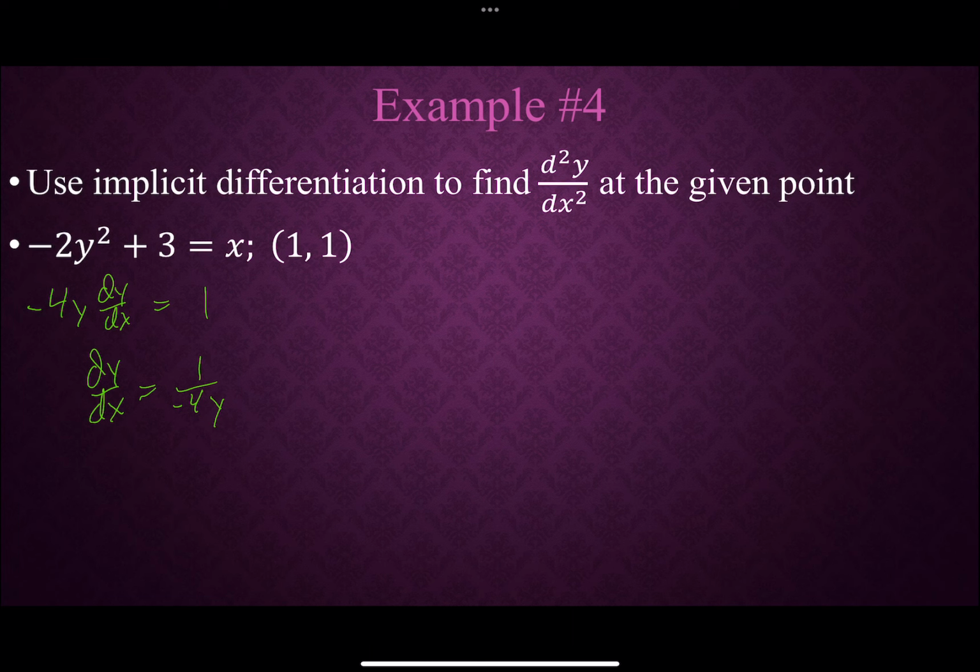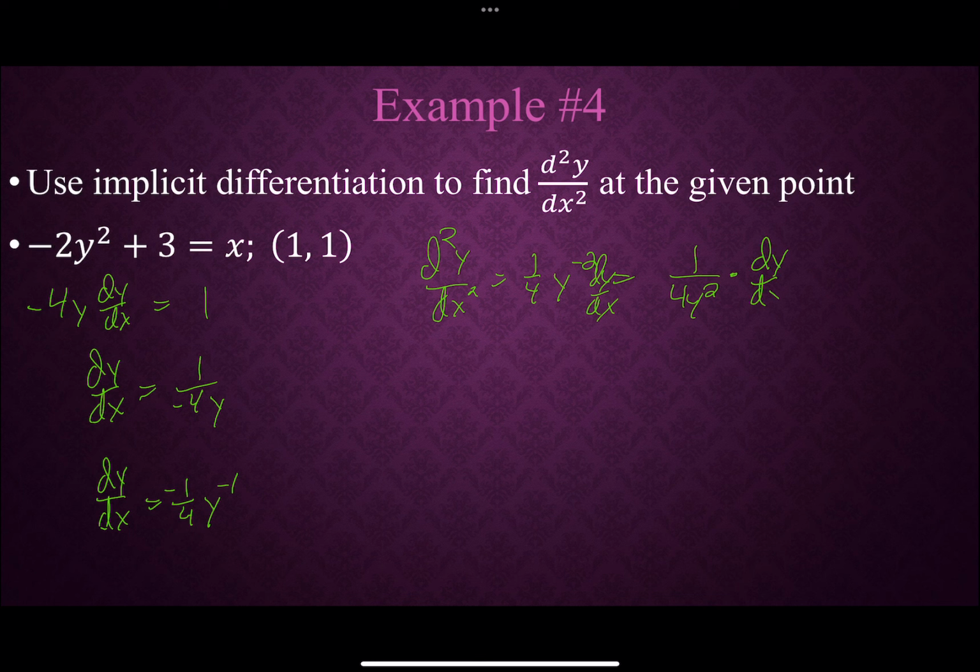Now, if I want to take this derivative a second time, I'm not going to leave it in that format. I'm actually going to rewrite dy/dx as negative 1/4 y to the negative first, because now I'm not doing a quotient rule. Now I'm just doing a simple power rule. d squared y/dx squared would be a positive 1/4 y to the negative second, or just simply 1 over 4y squared, and then times dy/dx. Deriving y, you need to have a dy/dx term there. So it's 1 over 4y squared times 1 over negative 4y, so you get 1 over negative 16y cubed.